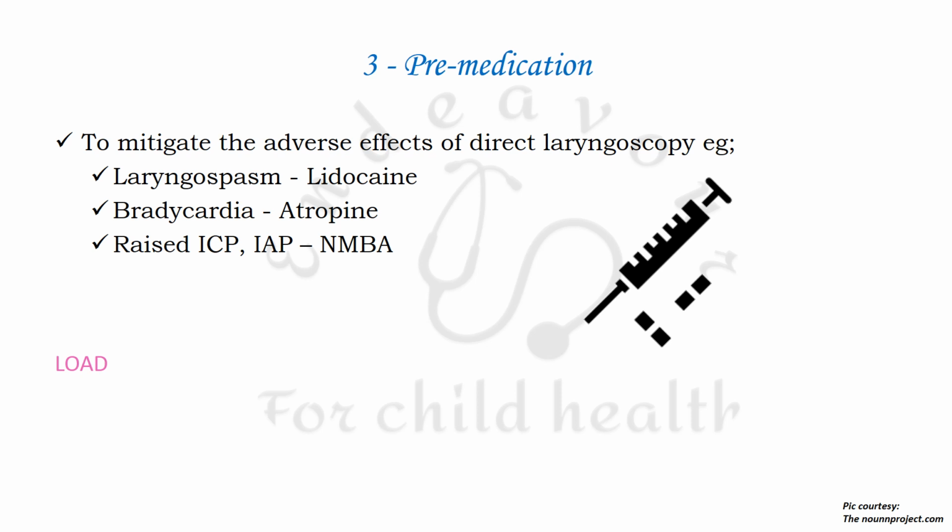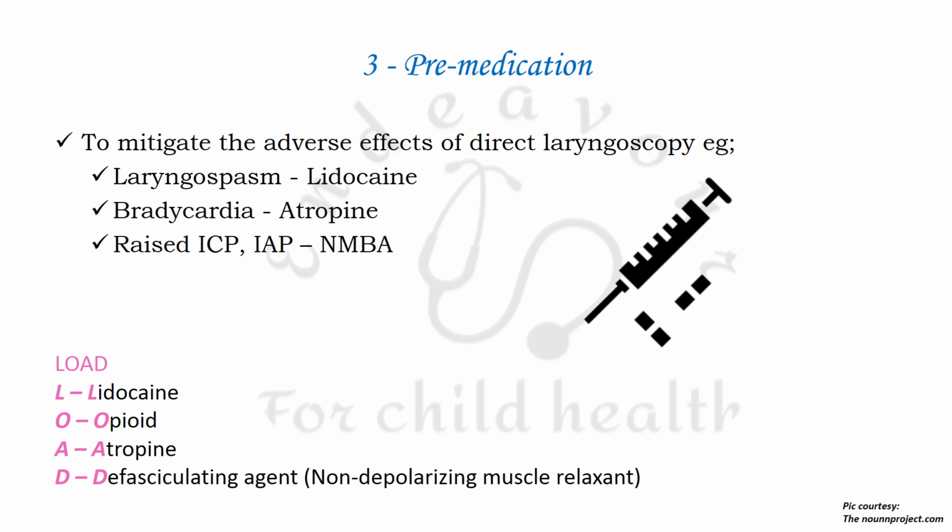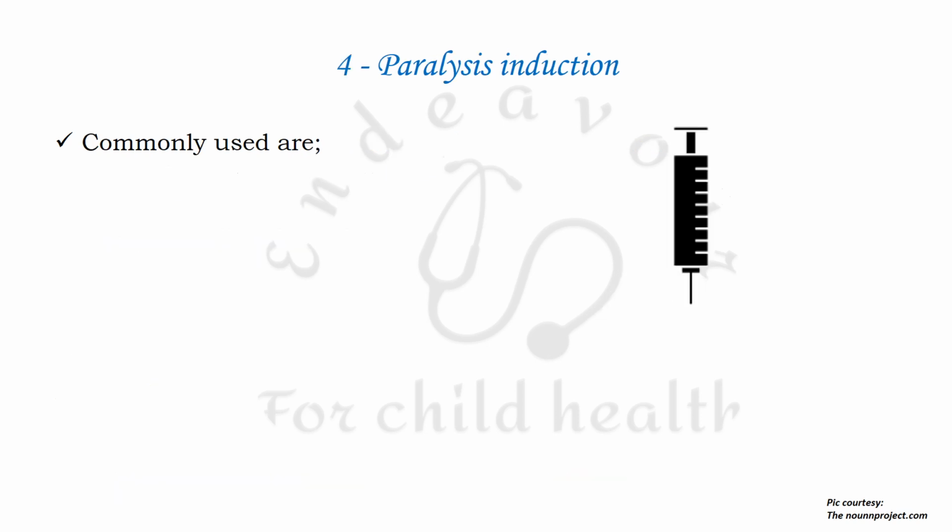So the mnemonic which we basically use for describing the common medicines used in this process is LOAD, where L stands for lidocaine, O stands for opioid, for example morphine or fentanyl, A stands for atropine, and D stands for defasciculating agent, that is a non-depolarizing muscle relaxant.